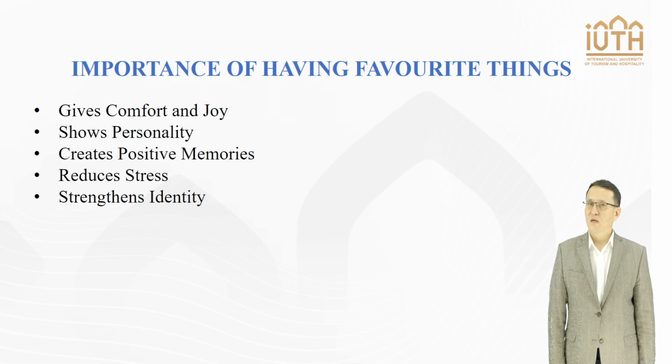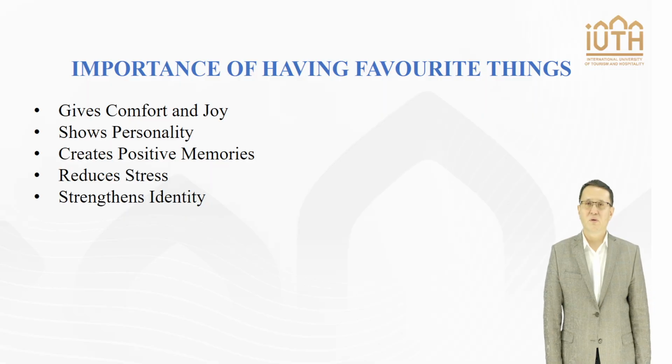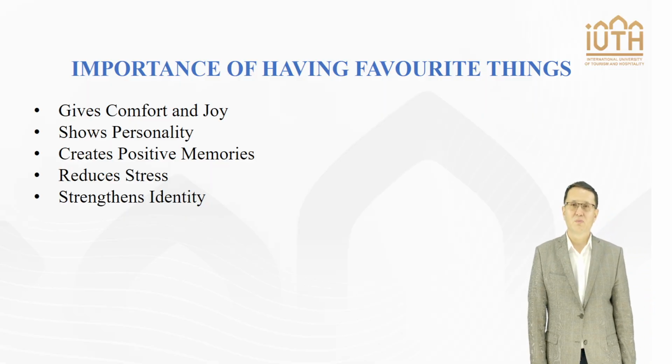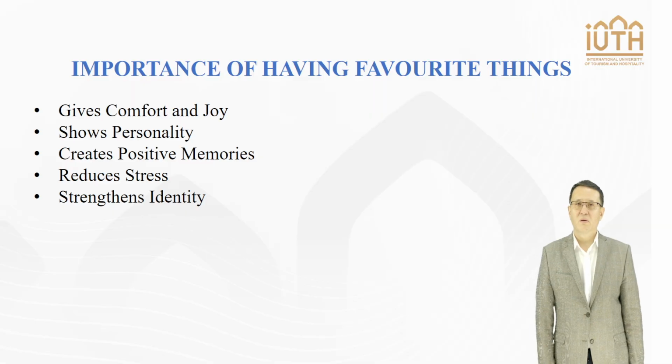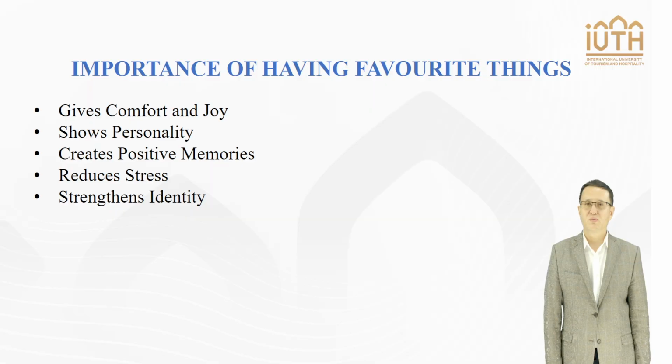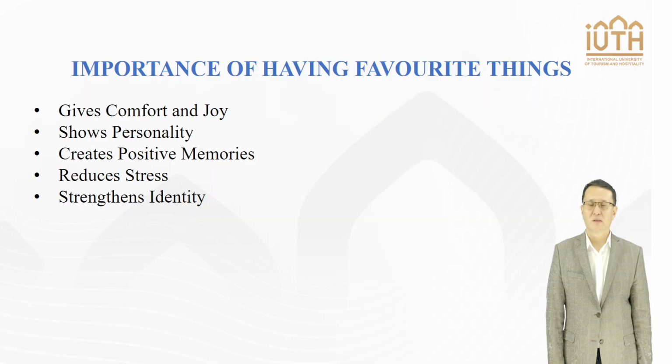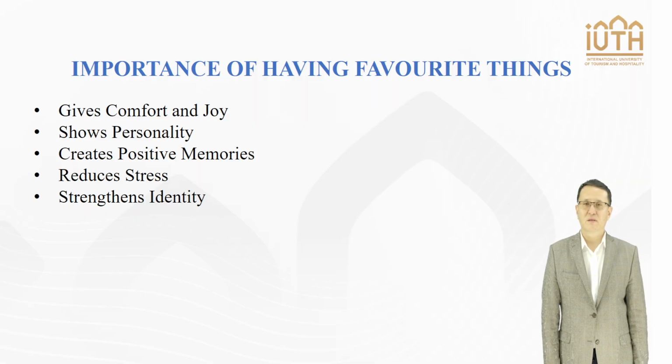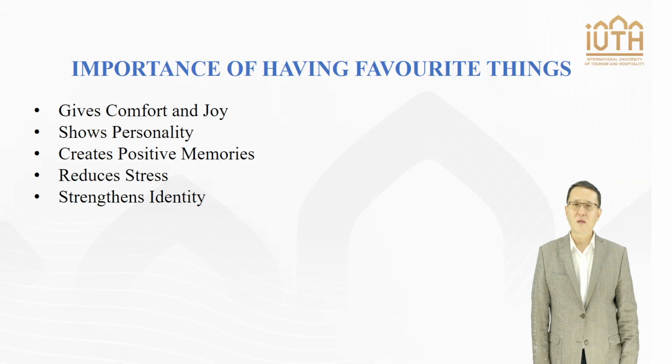The first one gives comfort and joy. Favorite things like a toy, book, song or food make people feel happy and safe. The second one shows personality. What a person likes tells something about their character and interests. Number 3 creates positive memories. Favorite things are often connected with childhood, family, or special moments.